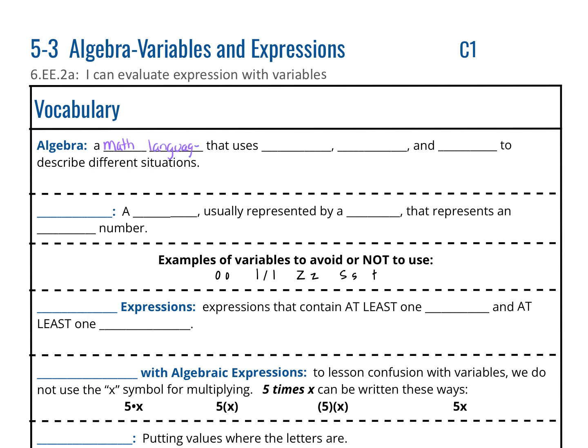While I'm writing, you're writing, that uses symbols, operations, and numbers to describe different situations. The next vocabulary word that I'd like to talk about is variable. Go ahead and write this down. Variable. What is a variable?